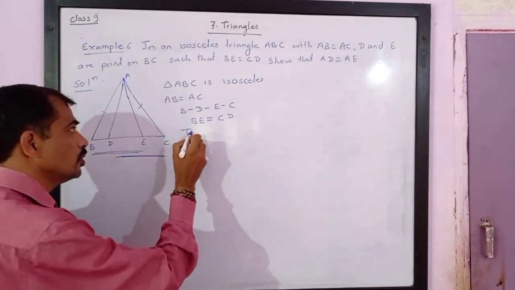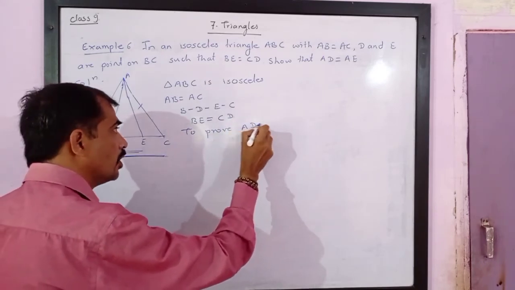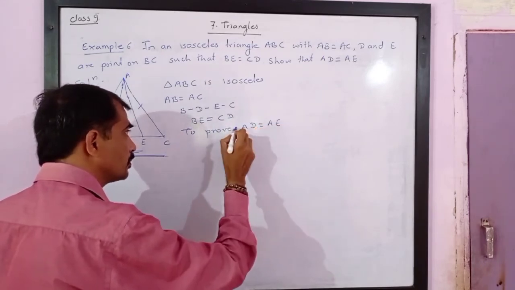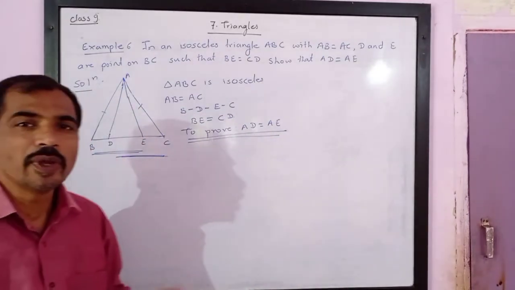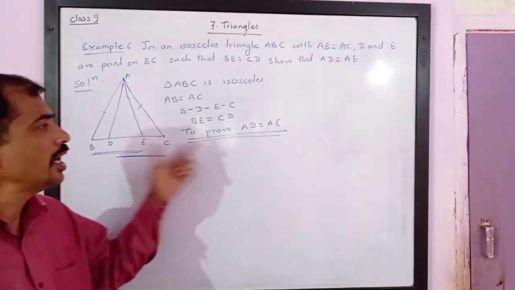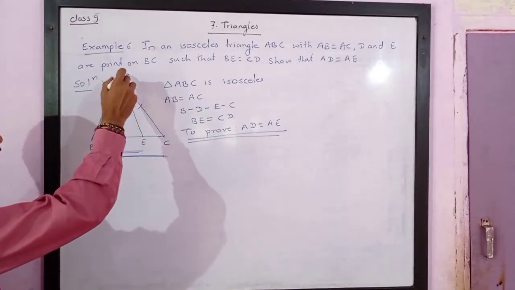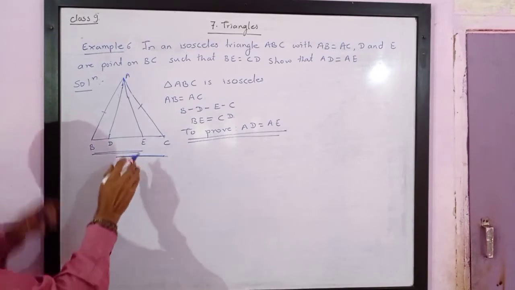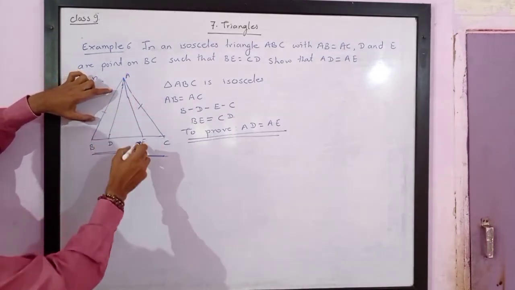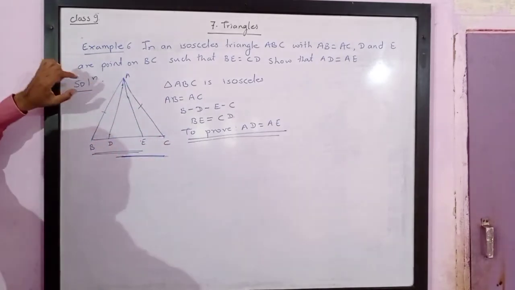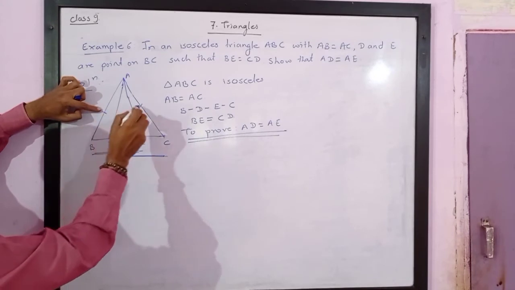So to prove AD is equal to AE, I'm going to solve it slightly in a different way. You can follow the book method as well. Here I am going to consider the triangle ABE and ACD. Watch carefully, ABE is this triangle, don't get confused. ACD is this triangle. In ABE and ACD, we have these two sides congruent.